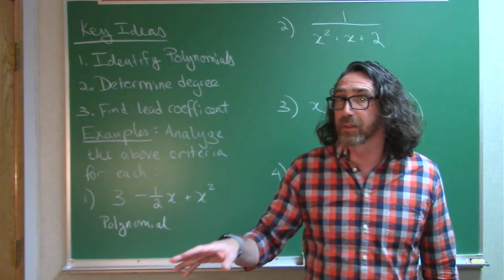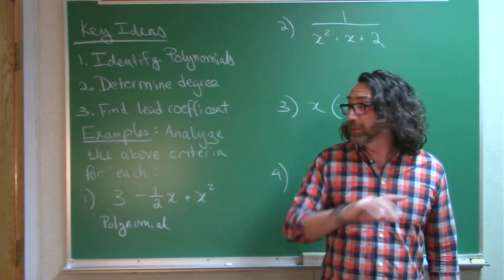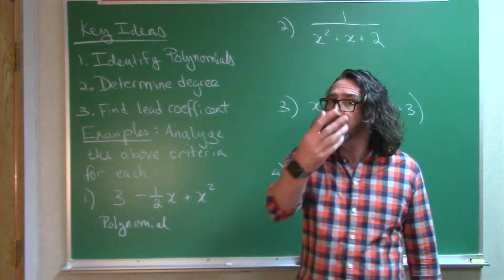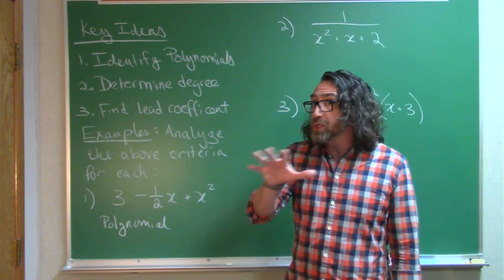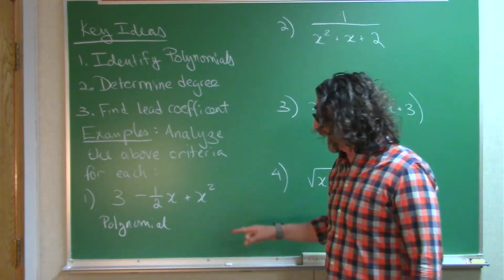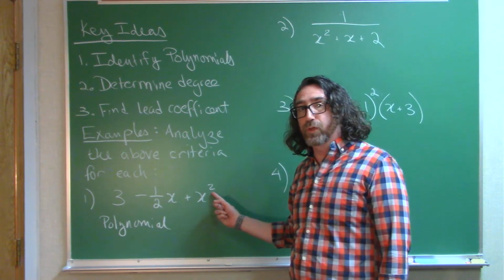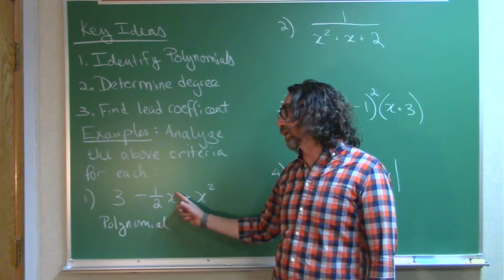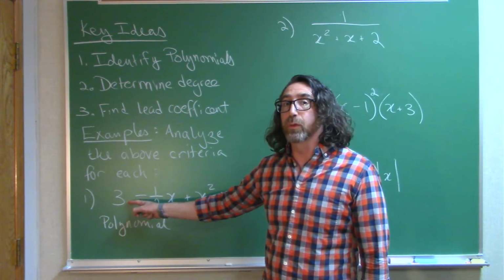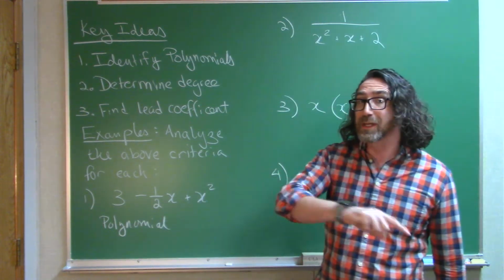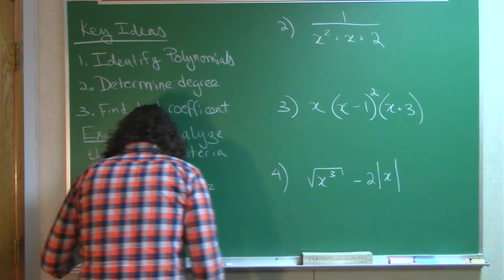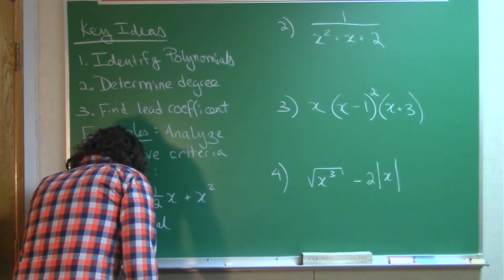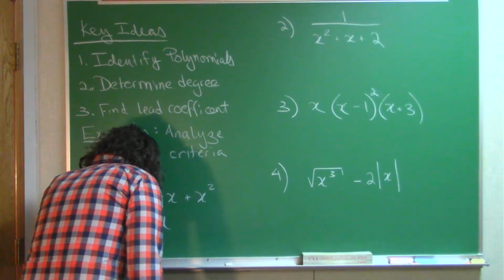Coefficients can be anything. They can be whole numbers, they can be negatives, they can be fractions, they can be irrational numbers as well. Okay? So there are no restrictions on the coefficients, it's the powers. This has a power of 2. This has a power of 1. This has a power of 0. There are 0 x's, and 0 is a non-negative whole number. So this is a polynomial. The degree of this polynomial is 2.